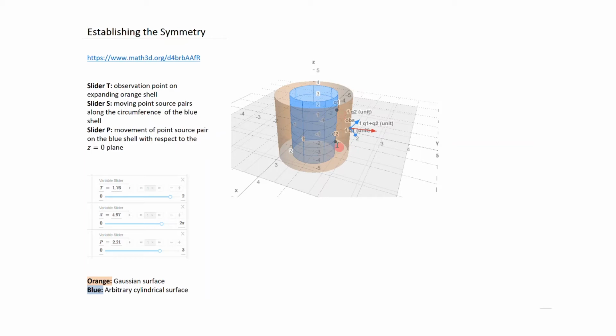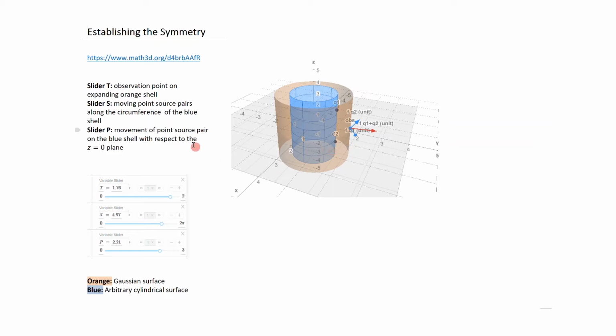These correspond to point charges. Of course, this whole surface is peppered with point charges, but we're taking just 2 in particular, always in the form of pairs. It just makes it easier to analyze the system. And slider P is the movement of point source pair on the blue shell with respect to the z equals 0 plane. That basically means that we're taking this point, moving in the z direction, and at the same time moving this one in the minus z direction, so that effectively the distance between z equals 0 and this point and z equals 0 and this point essentially all remains the same.